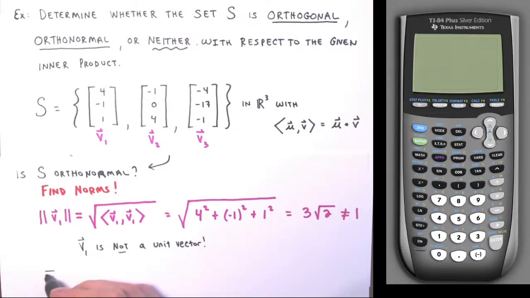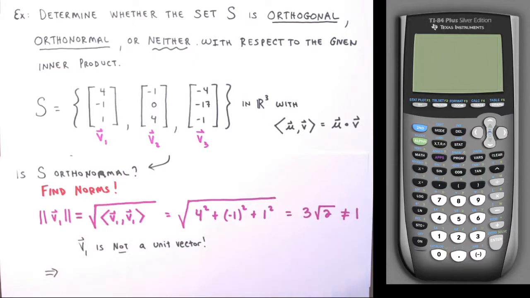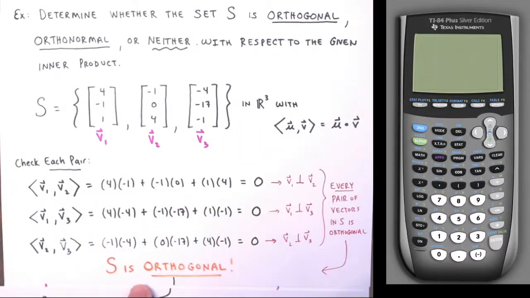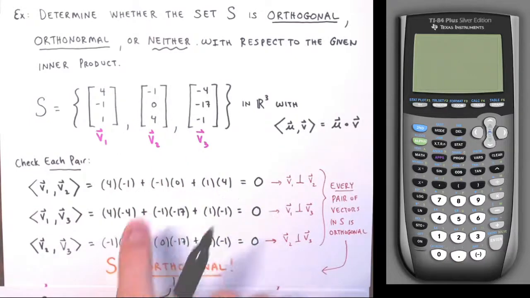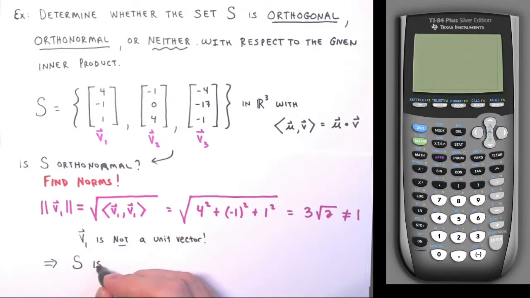So we don't need to check the other two. We have shown that not all of them are unit vectors. So I can very easily say now that S is orthogonal, sure. S is still orthogonal. Every pair of vectors is orthogonal under this inner product, but S is not orthonormal.